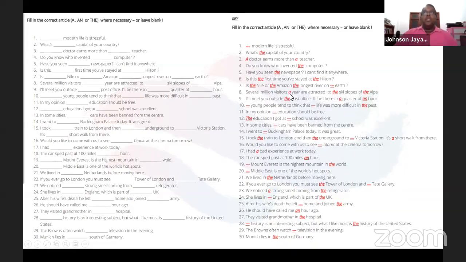Here, we're not being very specific as to what year or how many years. We're just saying a year, okay? It could be any year. The ski slopes of the Alps. So here we're being specific.